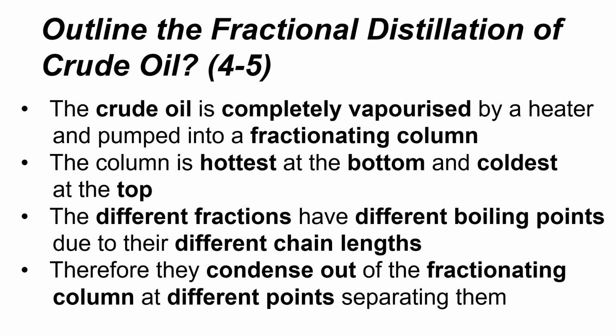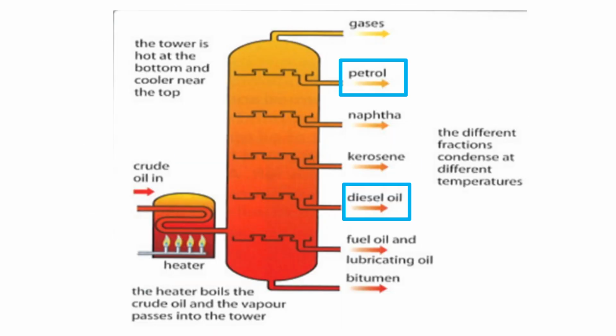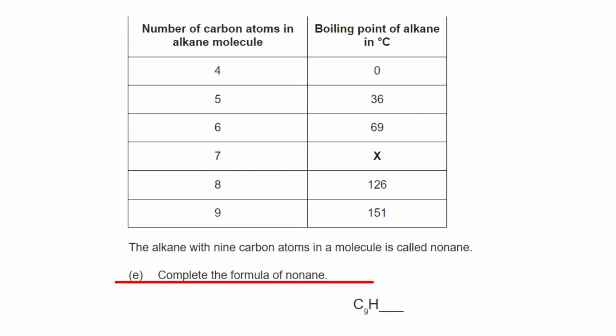Now, the column is hottest at the bottom and coldest at the top. The different fractions have different boiling points due to their different chain lengths. Therefore, they condense out of the fractionating column at different points, separating them. That is the fractional distillation of crude oil, and they love asking that question.